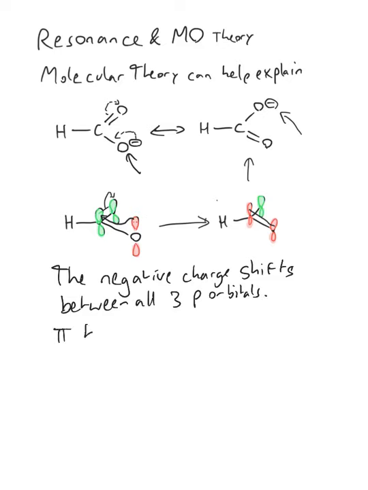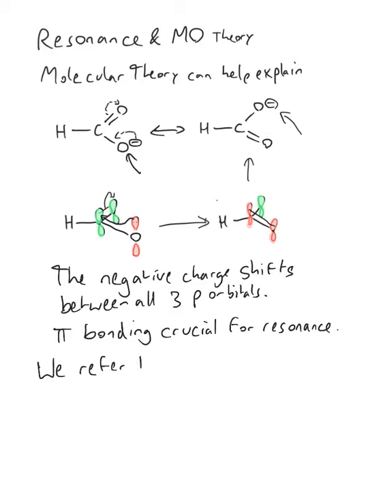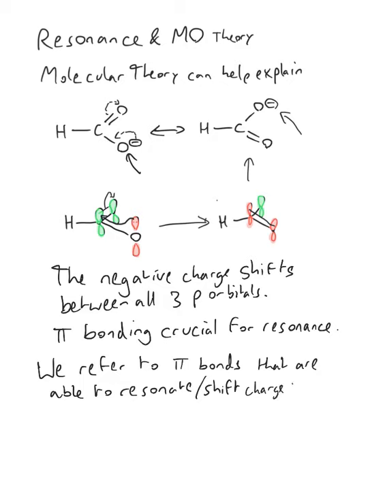This makes pi bonding crucial for resonance. In other words, you will not see resonance if there is no pi bonding. So we refer to pi bonds that are able to resonate, or shift charge, between them as conjugated.